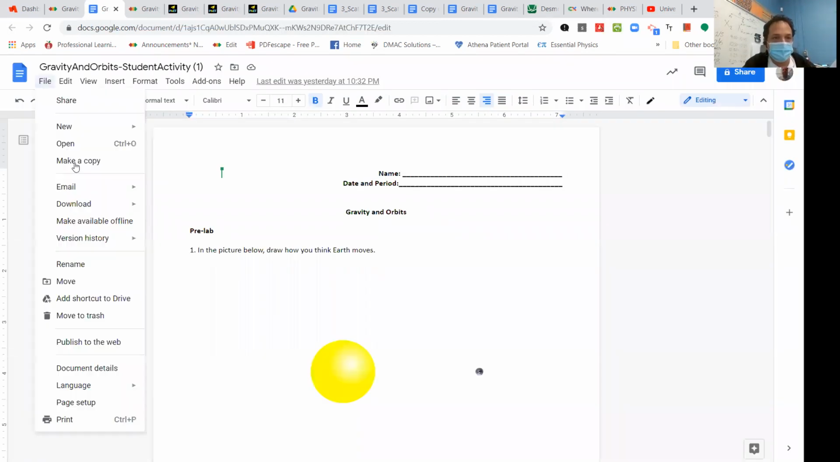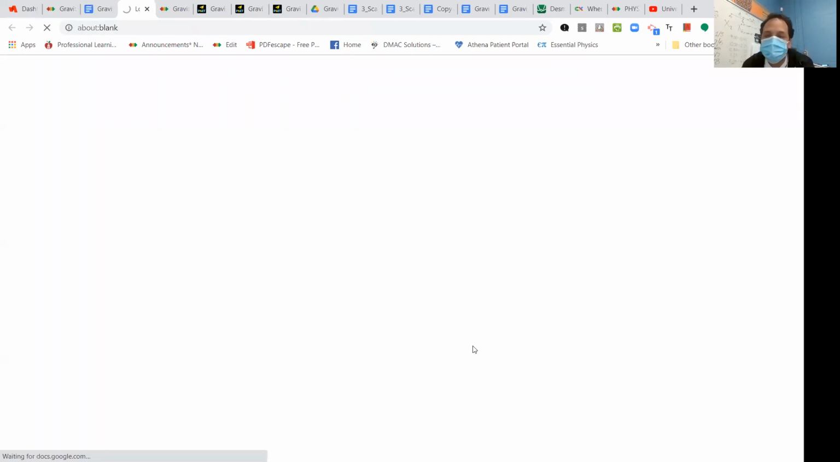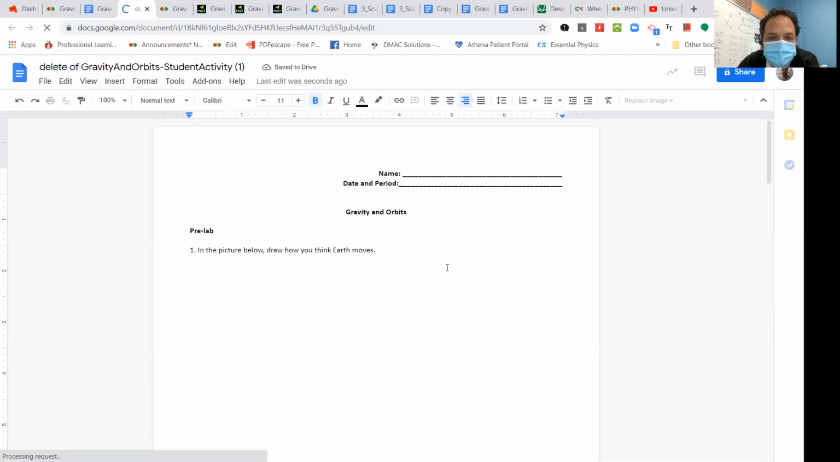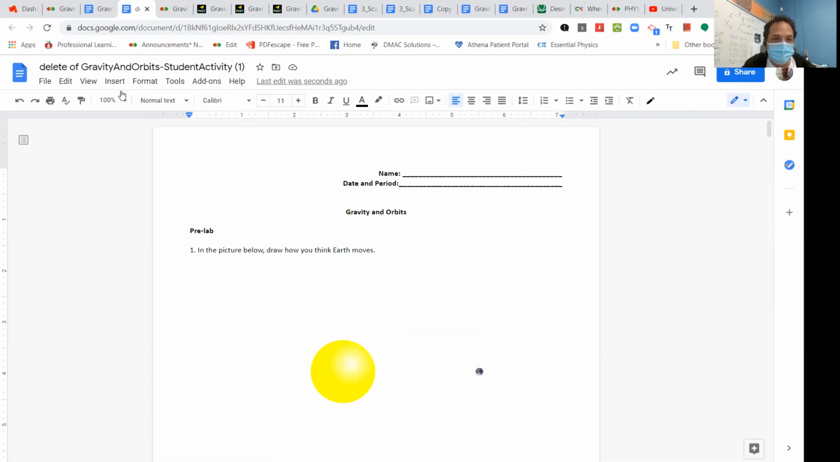I'm going to make my copy to delete here. On the ones where it asks you to draw, you could use the insert drawing function. So you can actually copy this picture and say insert drawing.